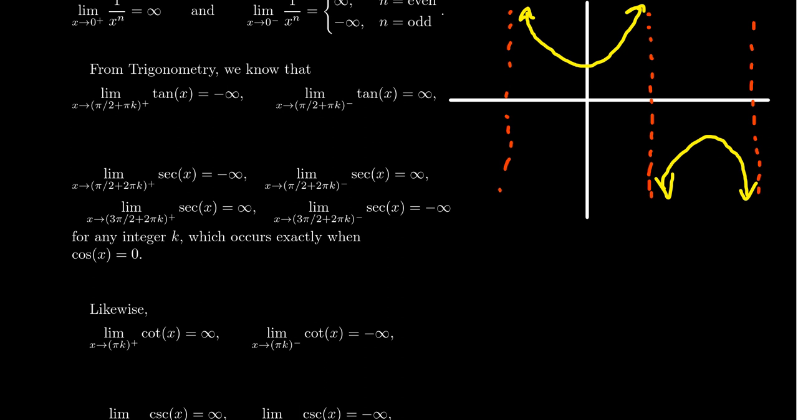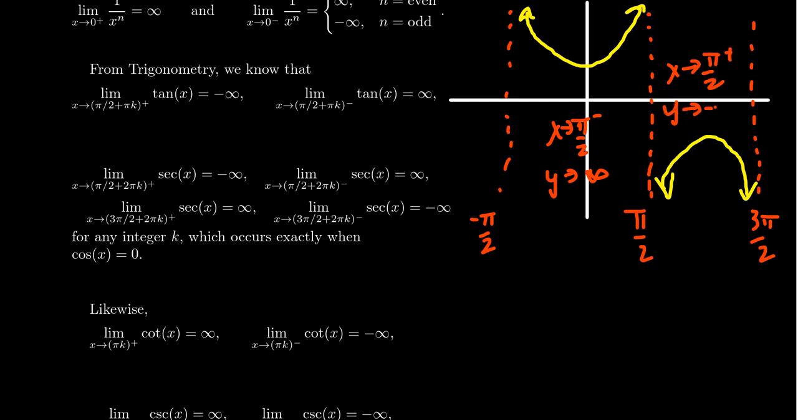So secant is the reciprocal of cosine. Secant will be undefined. It'll have a vertical asymptote whenever cosine goes to 0, which is going to happen at pi halves, it would happen at 3 pi halves, it would happen at negative pi halves. So the exact same locations that tangent has a vertical asymptote. And so this is where we have to be careful. If we're approaching pi halves from the left, y is going to approach infinity. But if we're approaching pi halves from the right, then y will approach negative infinity.